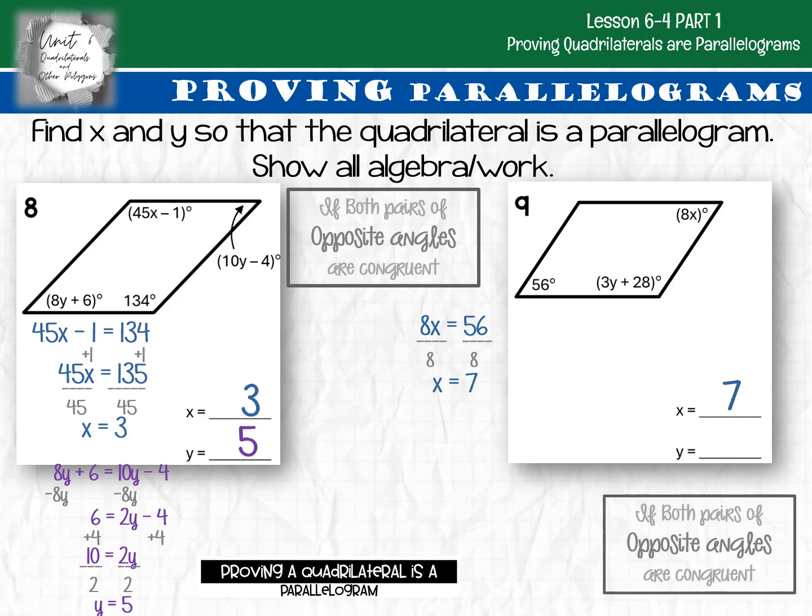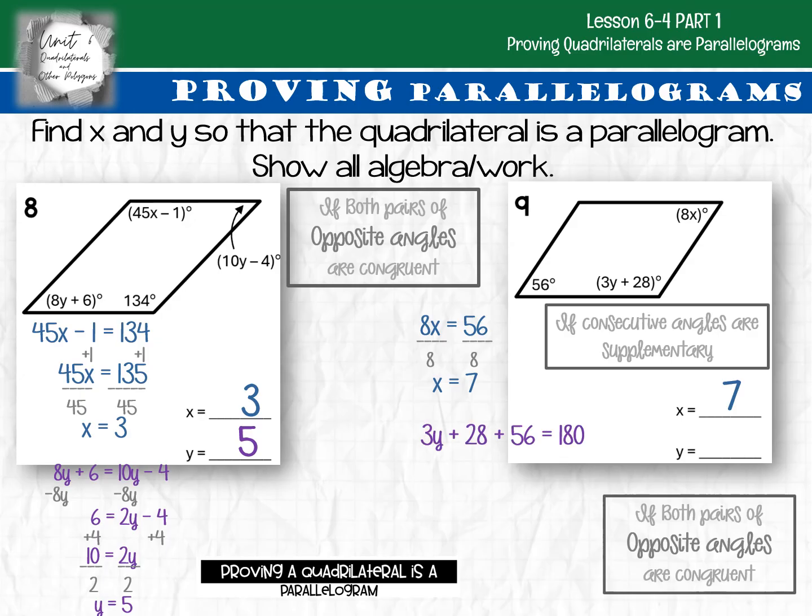And then the 56 and the 3y plus 28 would have to add up to 180 because they would have to be supplementary. So 3y plus 28 plus 56 equals 180. Combine like terms. 3y plus 84 equals 180. Subtract the 84 on both sides. 3y equals 96. Divide by 3. Y is 32. So if x is 7 and y is 32, problem number 9, that quadrilateral is forced to be a parallelogram.